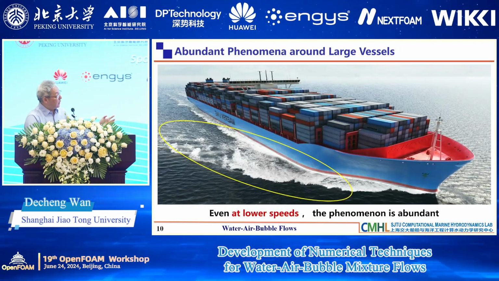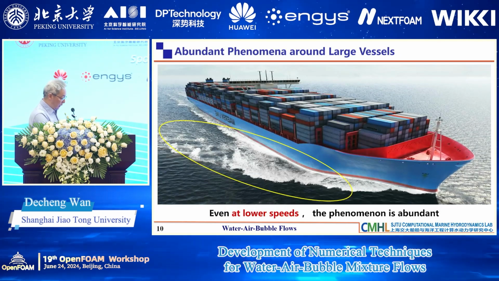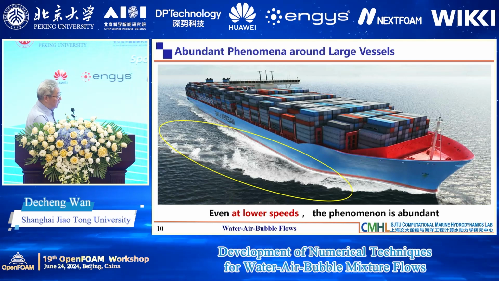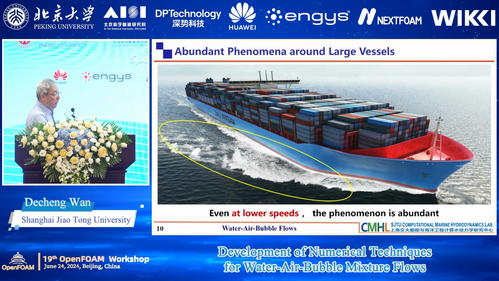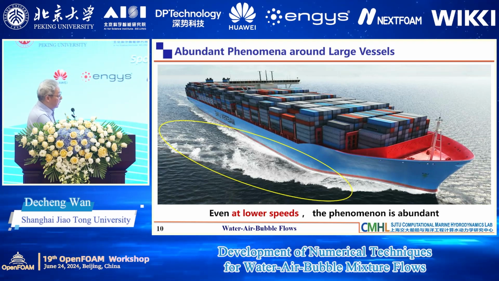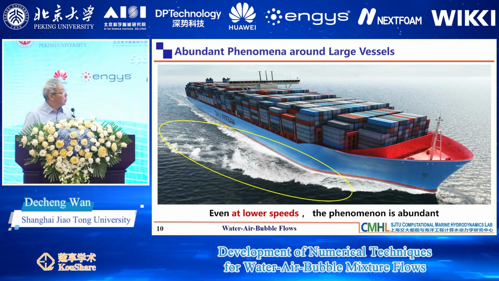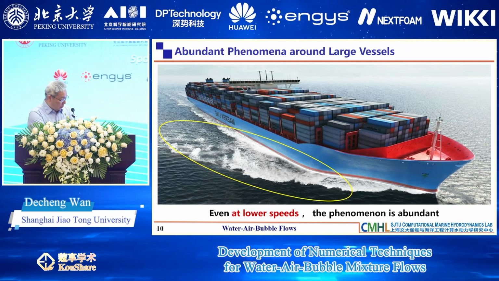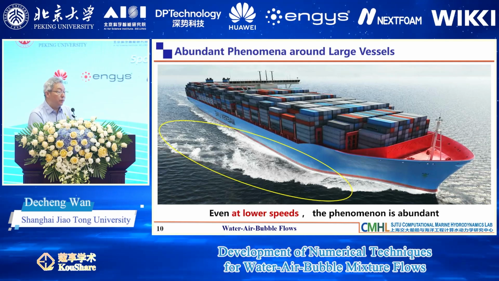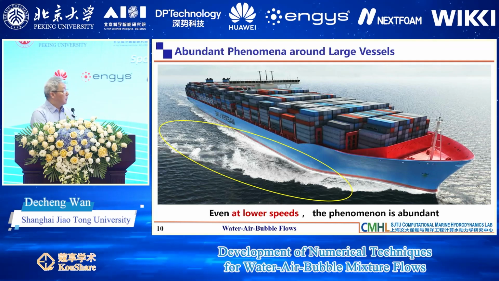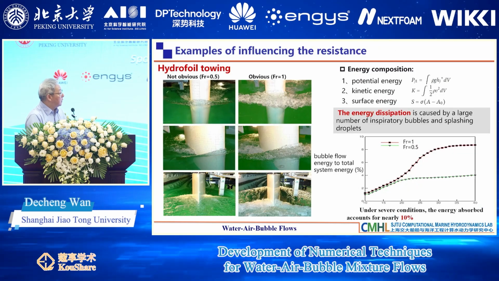For the container ship, the speed is very low, but you can still see a lot of white flow. So this phenomenon is also related to the mass of the ship.